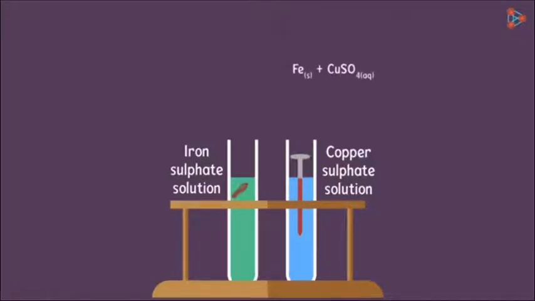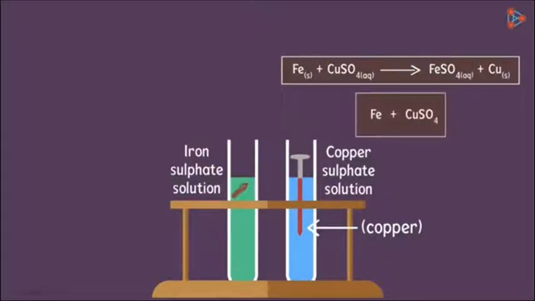Yes, what changes you can observe there, students? The iron nail which you have put in the copper sulfate solution is turning into pinkish brown deposition. Means what happened there? Iron has displaced the copper. You can see the equation also is there.